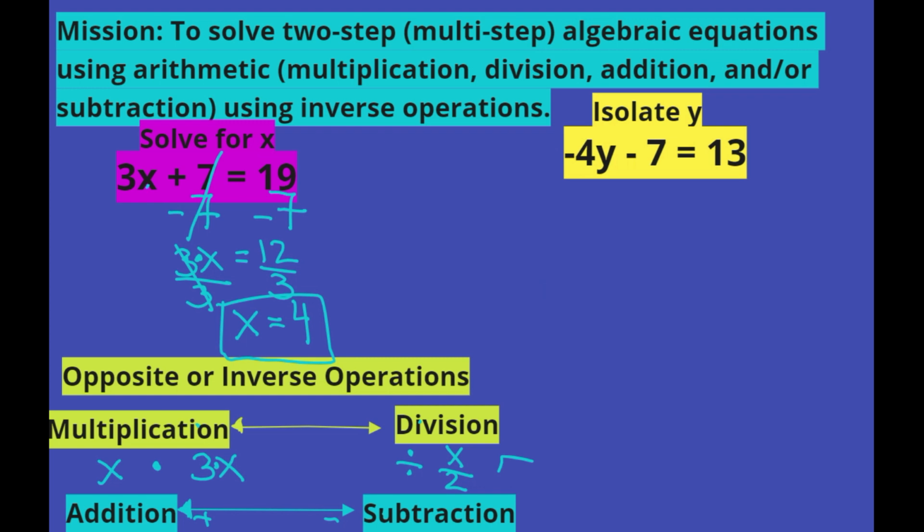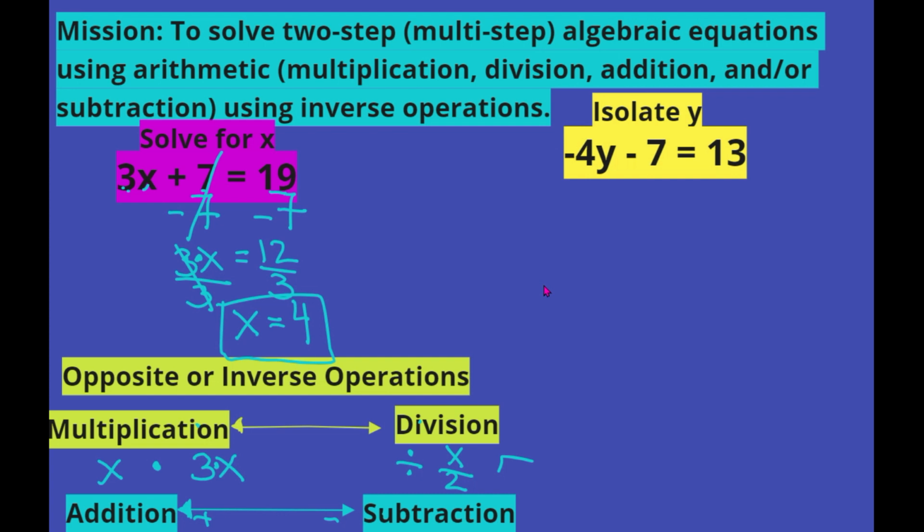If I plugged it in here, 4 times 3 would be 12, and 12 plus 7 would be 19. I always recommend you use a calculator if you're allowed to, because we're here trying to solve two-step equations, blah, blah, blah. I'm not here to test you on your times tables or your basic arithmetic. But your teacher might be, and that's okay.